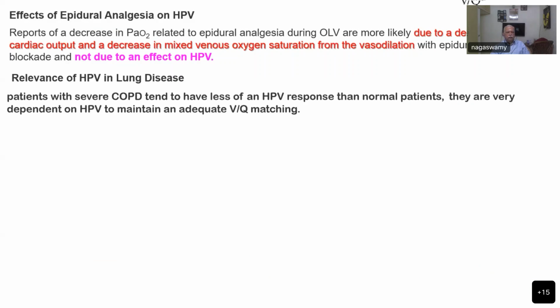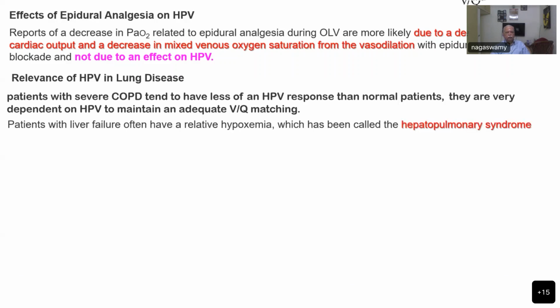And in lung diseases, patients with severe COPD tend to have less of this reflex than normal patients, and they are more dependent on HPV to maintain adequate VQ matching, which is ventilation perfusion matching.